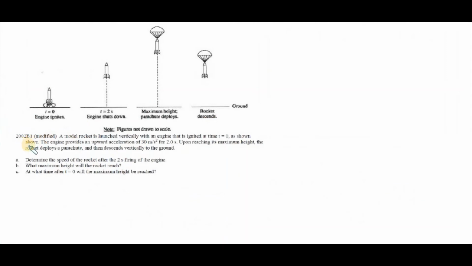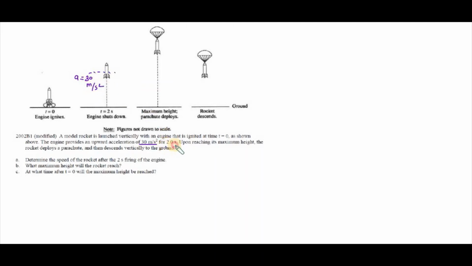These questions we got in the year 2002. A model rocket is launched vertically with an engine that is ignited at time t equal to 0 as shown above. The engine provides an upward acceleration of 30 meter per second square for 2 seconds. That means from t equal to 0 to t equal to 2 seconds, it will have the upward acceleration of 30 meter per second square up to this point.